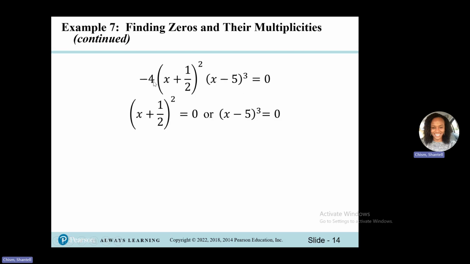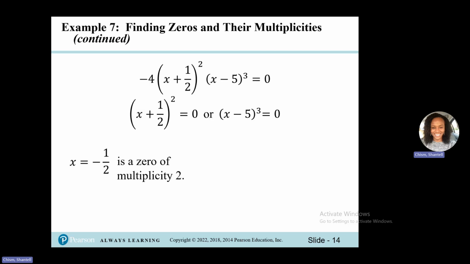This -4 factor, if you were to place that equal to 0, it would not be true, so we just toss that out. Each factor is placed equal to 0 individually, except for the ones that are not true. -4 is not equal to 0, so we toss that. There's no variable, in other words, for it to solve.